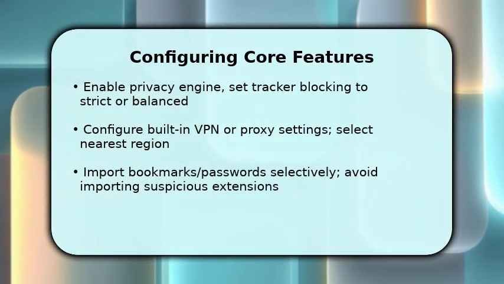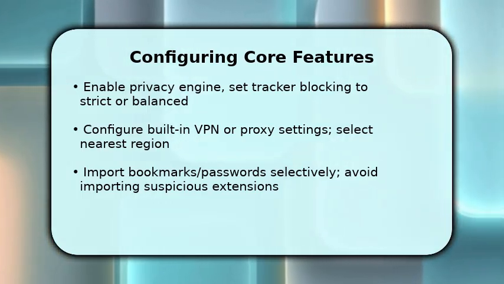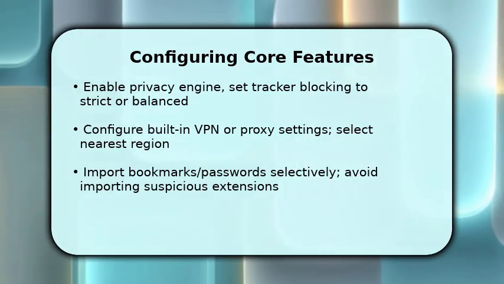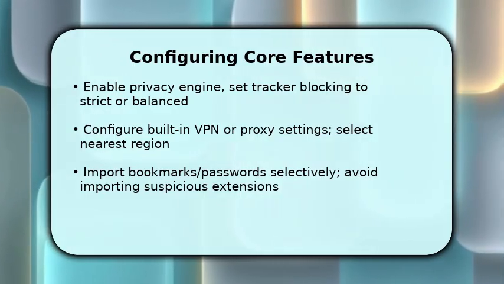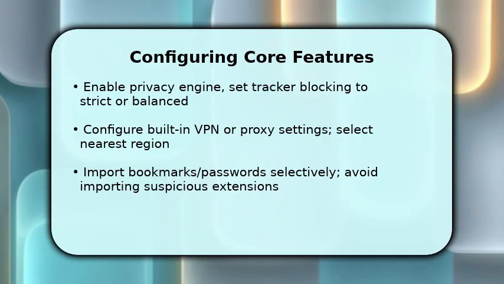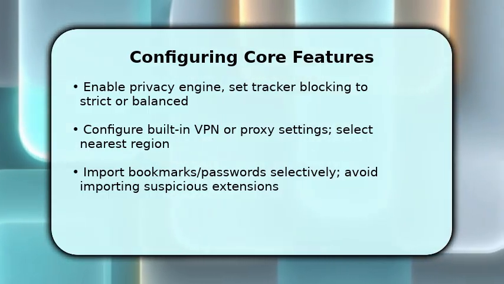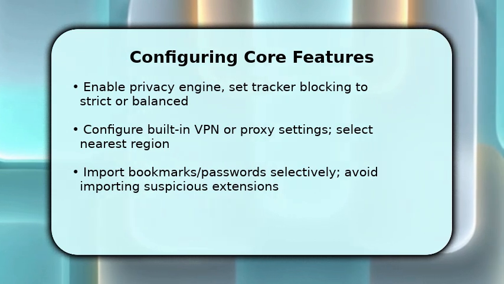First, set the tracker blocker to strict if you prioritize privacy, or balanced for compatibility. This reduces fingerprinting and speeds page loads. Once done, enable the built-in VPN or configure a trusted proxy, choosing the nearest region to minimize latency. Then import bookmarks and passwords selectively. Avoid bulk extension imports. This prevents legacy privacy leaks and keeps your extensions list-linked.